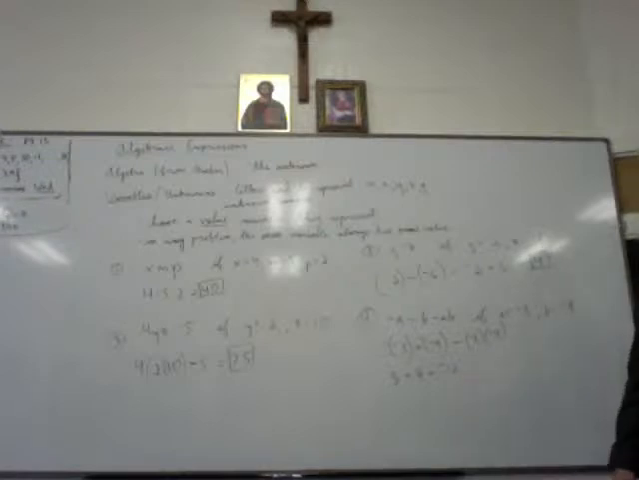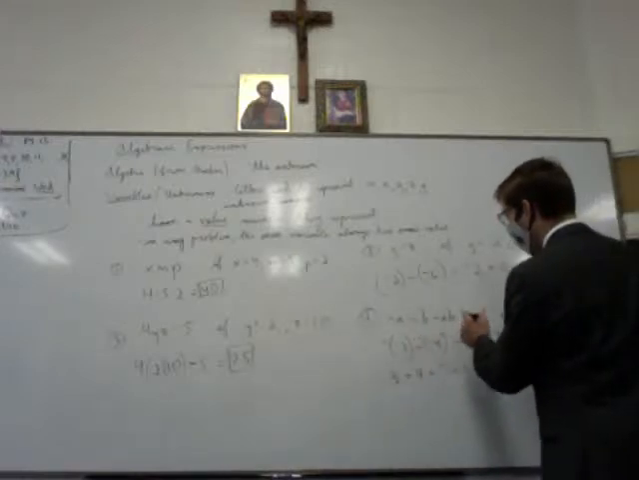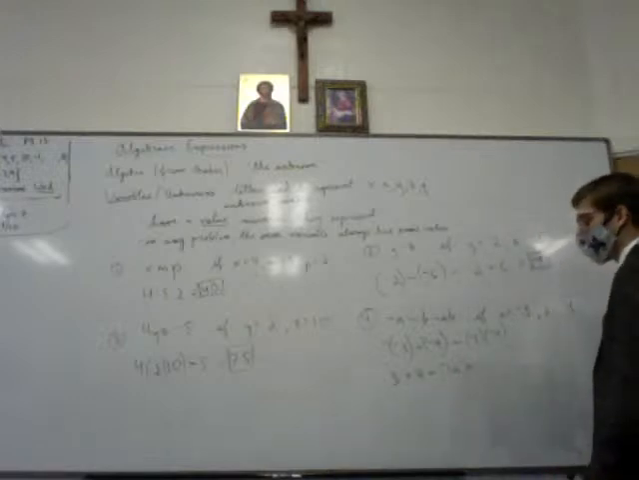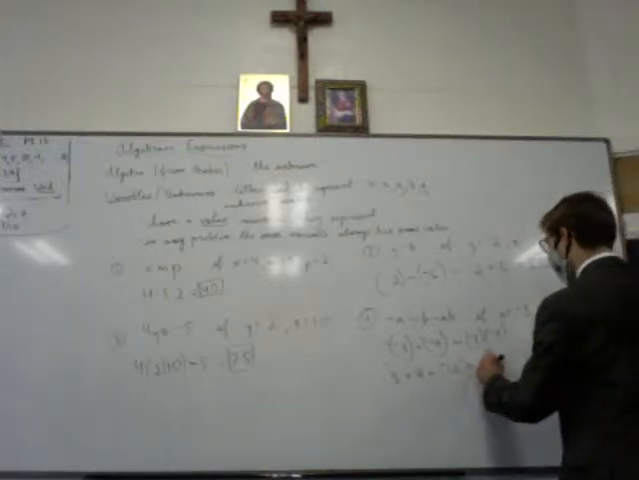Make sure you're canceling out these negative signs correctly. That's why it's really important to use these parentheses here so you can keep track of your negative signs. So what do we get? 3 plus 4 plus negative 12? Negative 5. There we go.